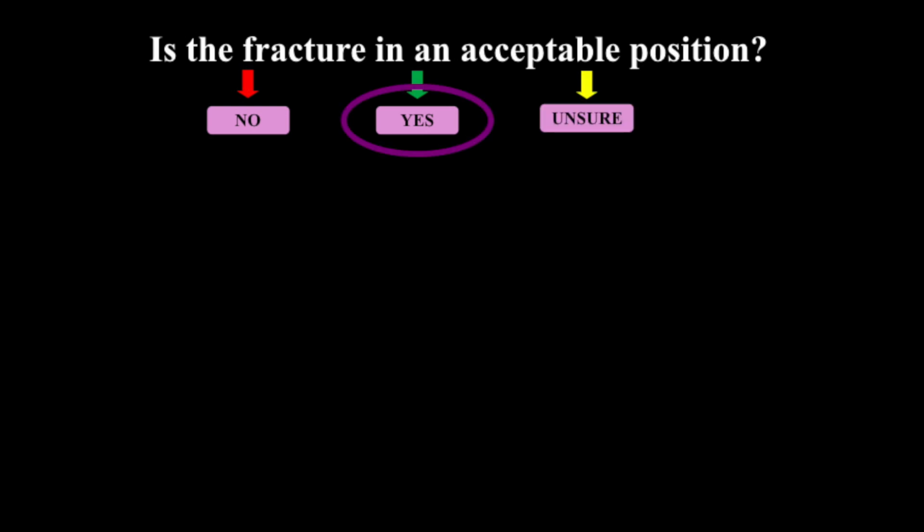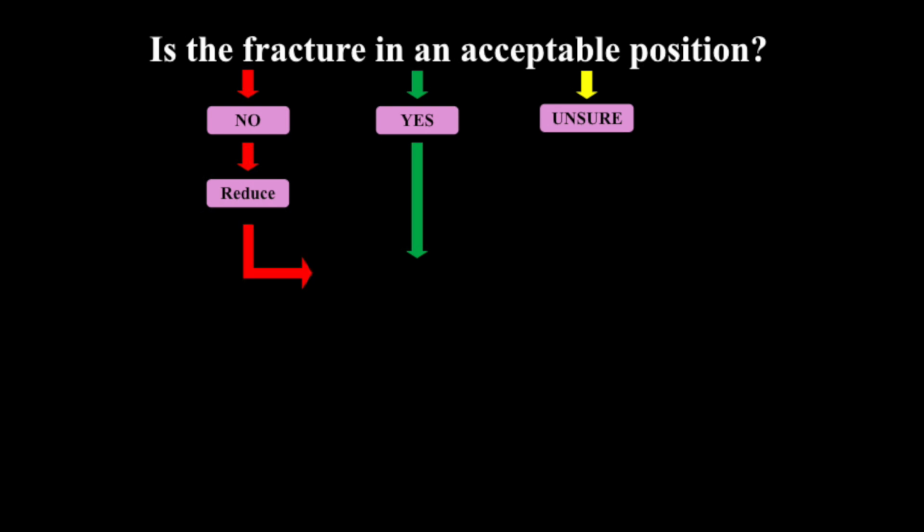Now, if the answer is yes, then we progress to the second question in the algorithm, which we shall discuss shortly. If the answer is no, then the patient needs to have the fracture reduced, which means the bones need to be aligned into an acceptable position. Once the bones have been set into an acceptable position, we go on to the second question.